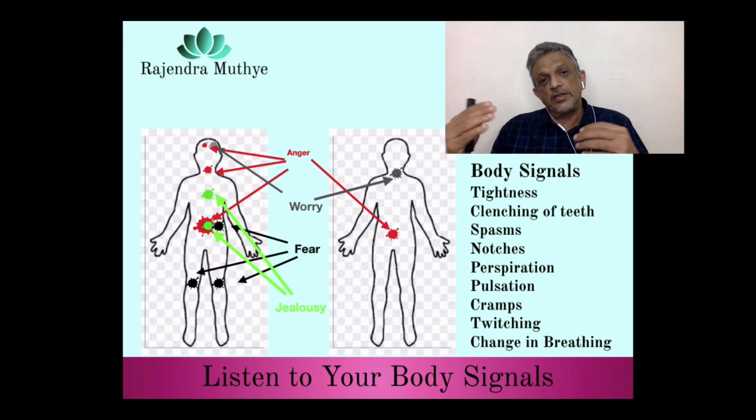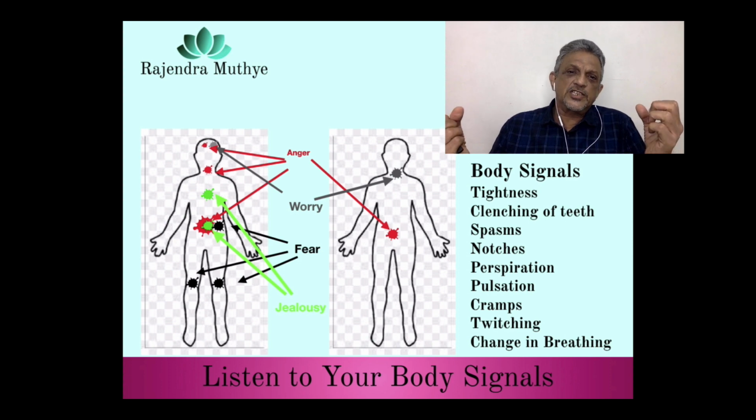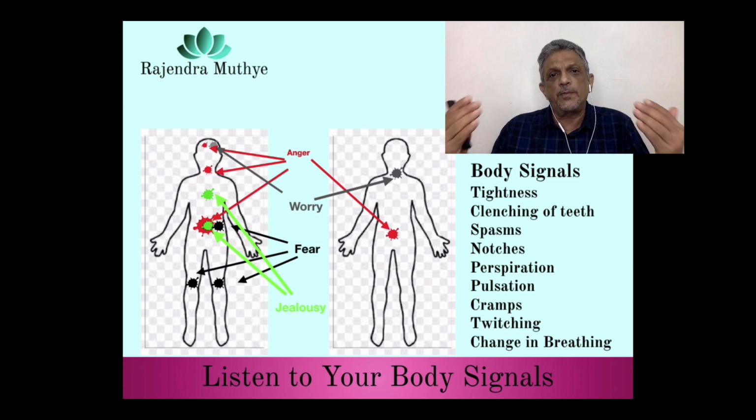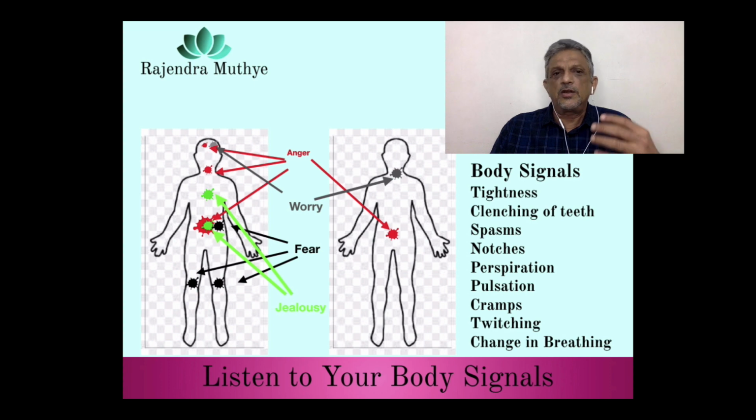There are so many other body signals that we have: tightness, cramping, clenching of teeth, spasms, perspiration, twitching, change of breath. There are so many different ways in which the body tells you, my dear friend, I am in a stressful situation, take care of me. So learn to listen to your body signals to control stress and live a stress-free life.